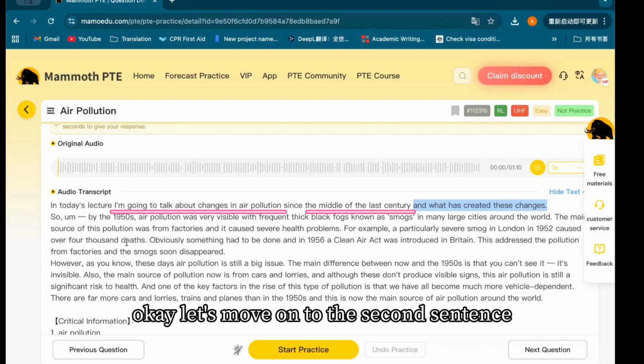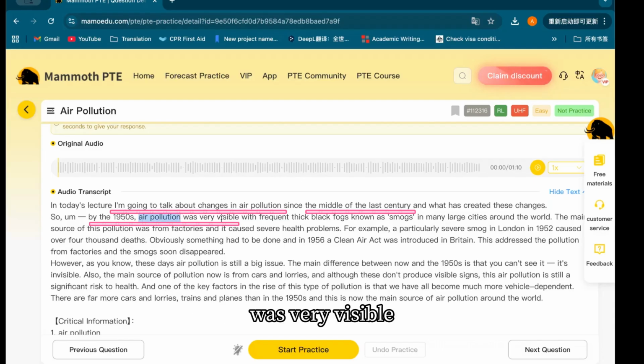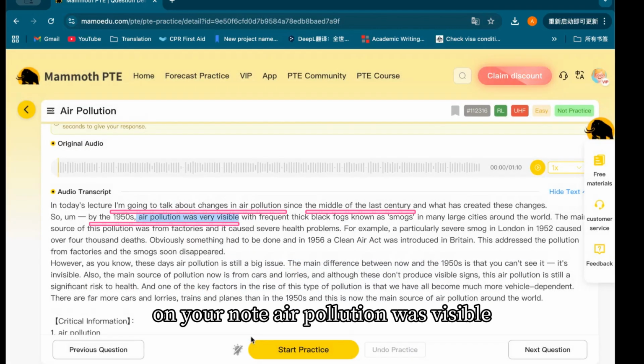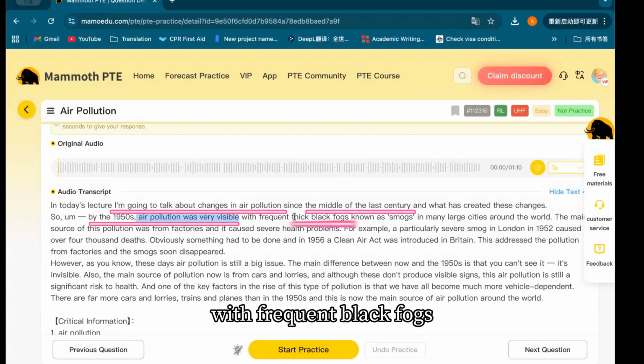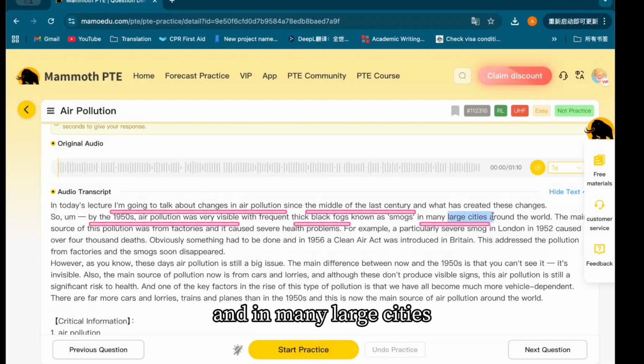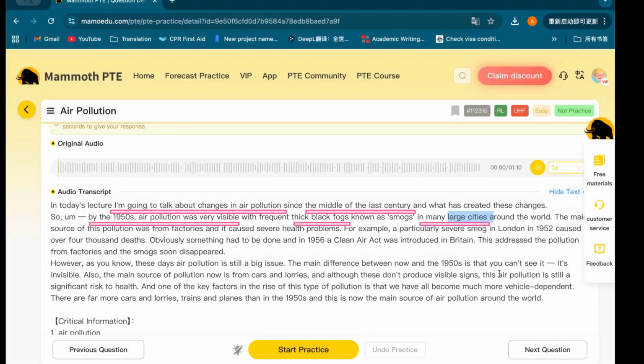Okay, let's move on to the second sentence. So, by the 1950s, air pollution, this main topic, repeated again, was very visible. So you can put this small sentence in your notes: air pollution was visible with the thick black fogs. The thick black fogs are noun phrases. You can write them down. And in many large cities. It also introduces you to some places, because air pollution happens in large cities.